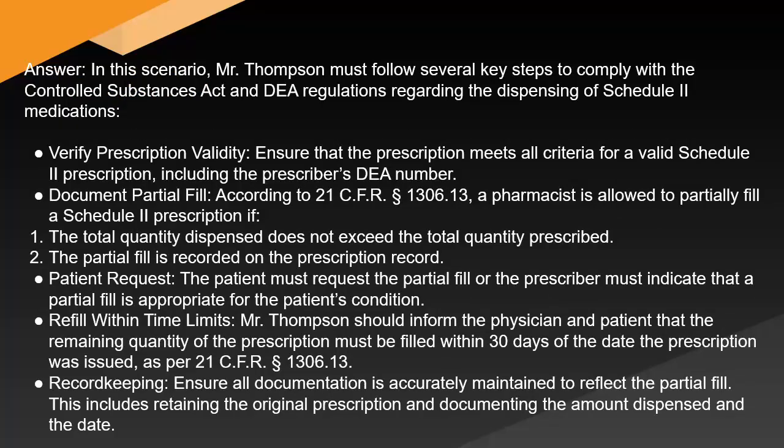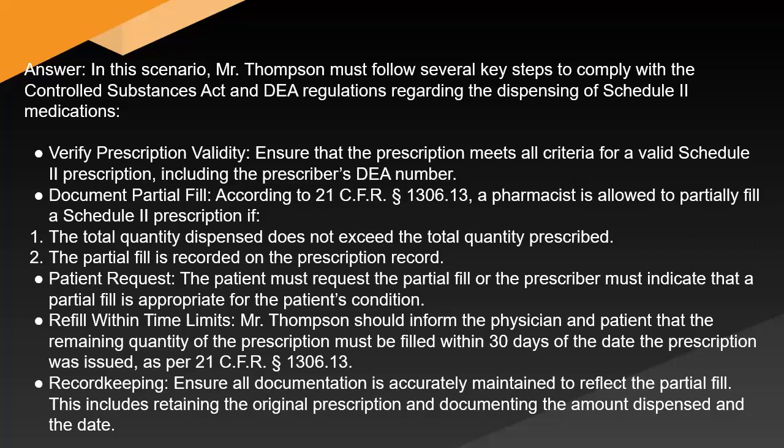Answer: in this scenario, Mr. Thompson must follow several key steps to comply with the Controlled Substances Act and DEA regulations regarding the dispensing of Schedule I medications. Verify prescription validity: ensure that the prescription meets all criteria for a valid Schedule I prescription, including the prescriber's DEA number. Document partial fill according to 21 CFR §1306.13. A pharmacist is allowed to partially fill a Schedule I prescription if the total quantity dispensed does not exceed the total quantity prescribed. The partial fill is recorded on the prescription record.